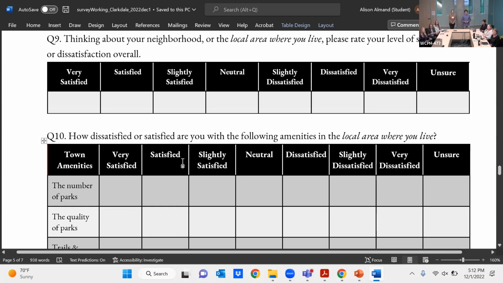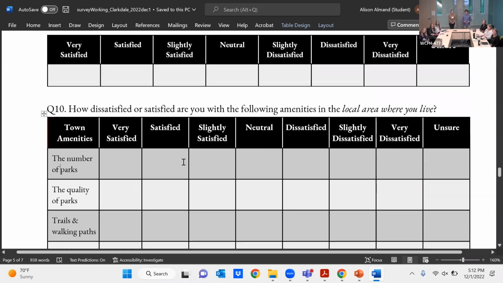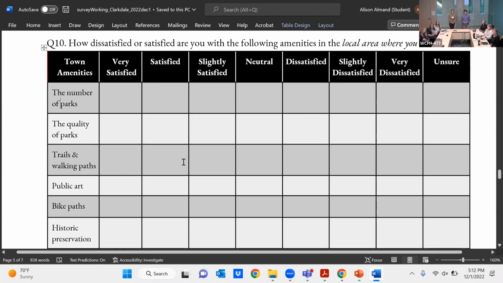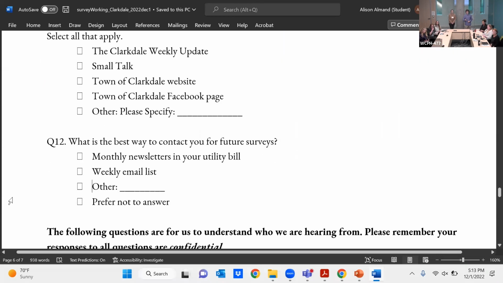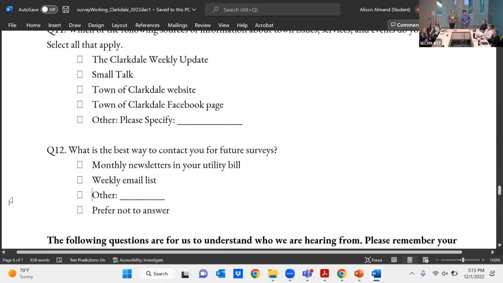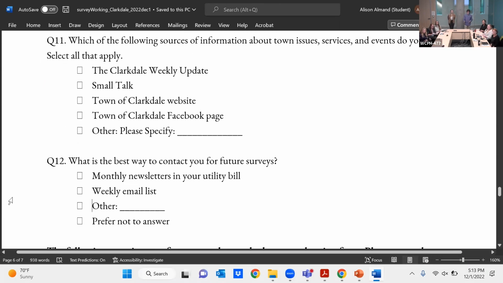Tell us how satisfied or dissatisfied you are with your local area. And then the next question is the amenities in the local area you live. Again, this section of the questionnaire mirrors the first few questions, so I'll just go through it a little quicker. Oh yeah, can you scroll up a little bit? Thank you. So yeah, there's a couple questions about amenities just in the local area.